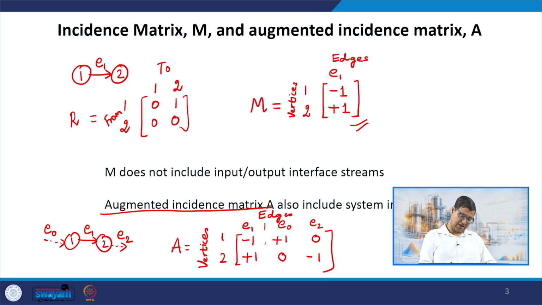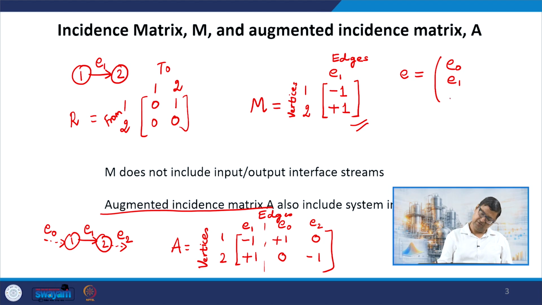This matrix, which now contains two additional columns from the incidence matrix, is what is known as the augmented matrix. Now you can see what the advantage of this is. Let us say, for example, I wanted to write the overall material balance on a simple flow sheet like this. I can imagine that E0, E1, E2 represent the flows. So I can now have a vector E that is E0, E1, E2 that represents my flow.